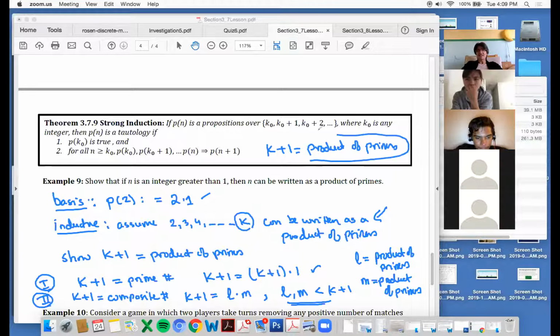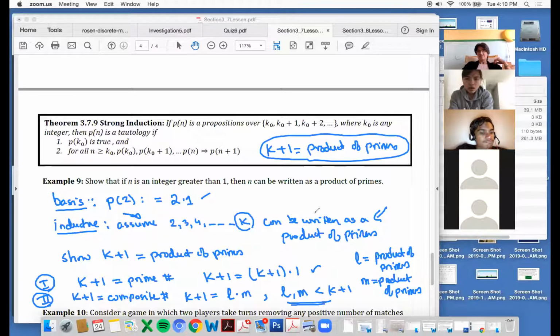Okay, and that's the end of our argument, because that's what we're trying to show. This is basically the important step here. A composite number can be written as a product of integers that are less than the original number, and because of this assumption, any number less than k plus 1 is a product of primes, so the product of those is also going to be a product of primes. So strong induction: very wordy, not so much equations or algebra, but this logical argument.